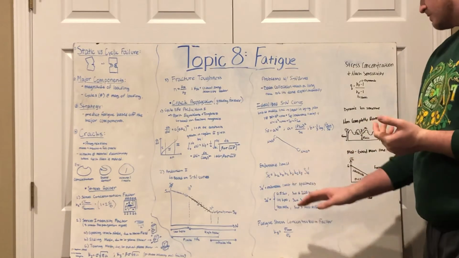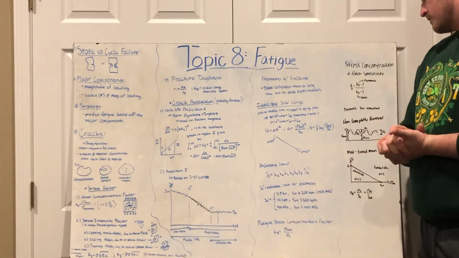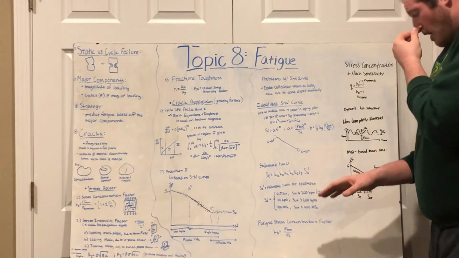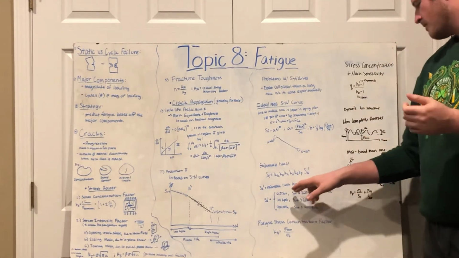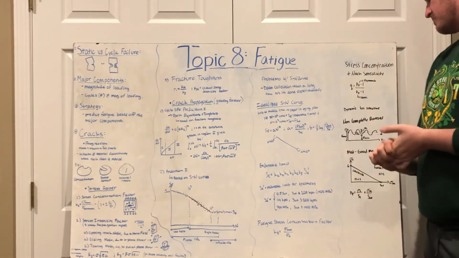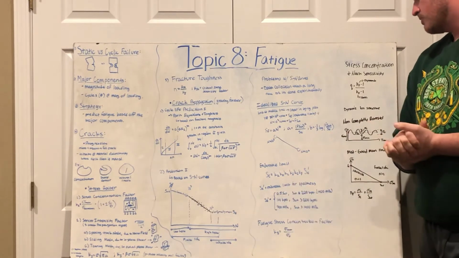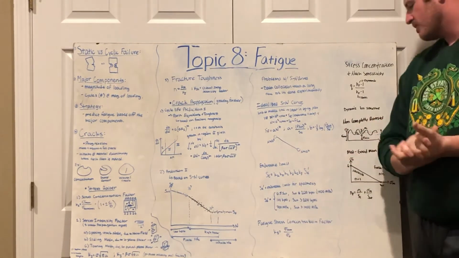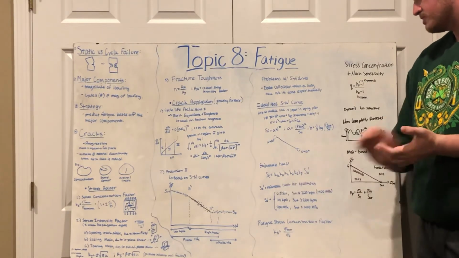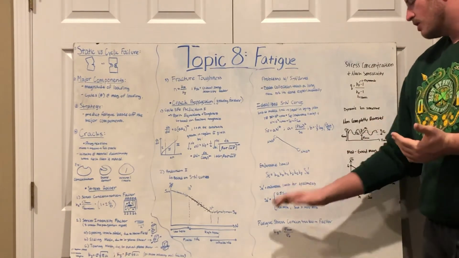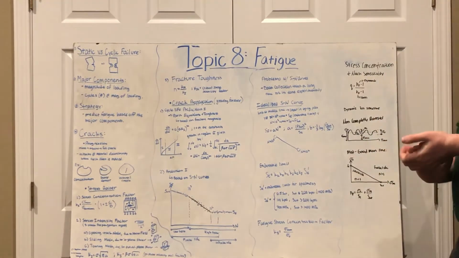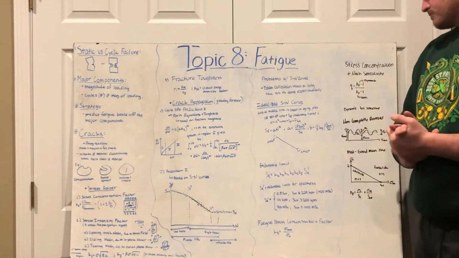So here we see that for an ultimate strength of less than 200 kpsi, or 1400 megapascals, we're going to use 0.5 times the ultimate strength as our Se prime. And if it's over 200 kpsi, we'll use 100 kpsi for Se prime, or 700 megapascals if it's over 1400 megapascals. So basically you have two cases here.